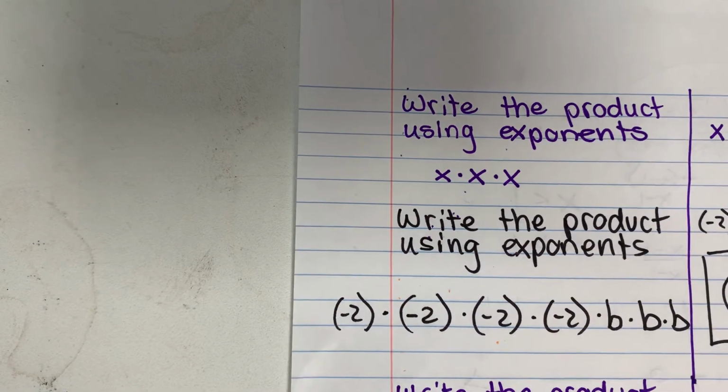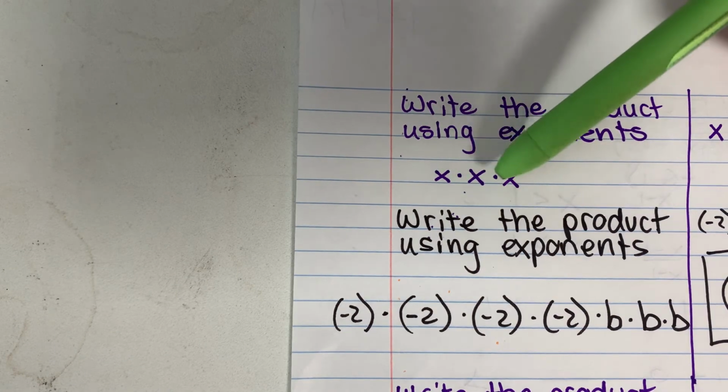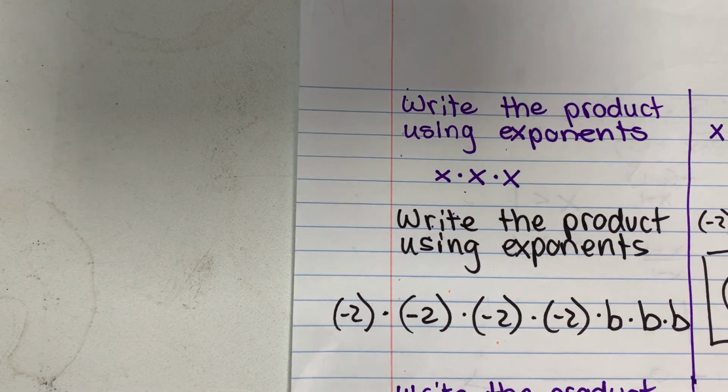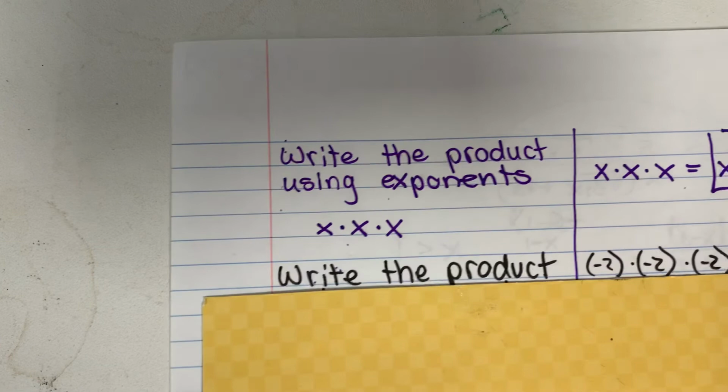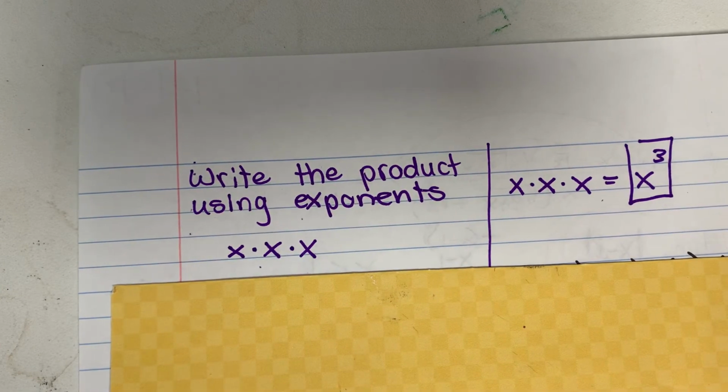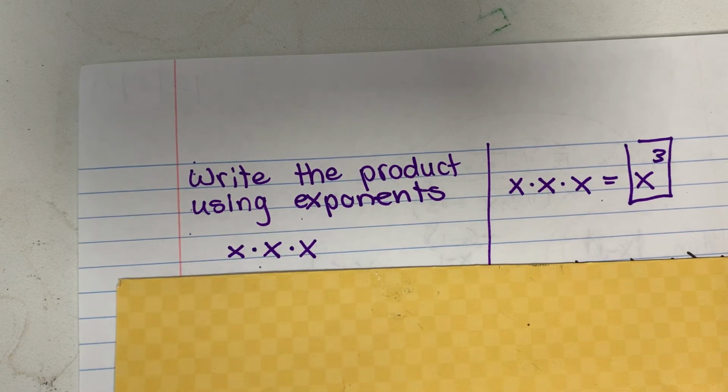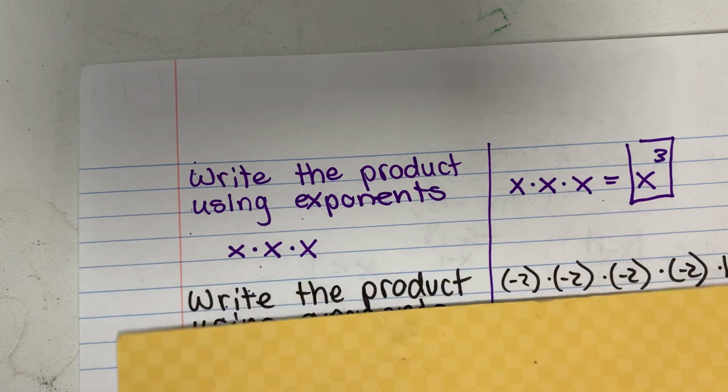Writing the product using exponents. We are basically working backwards. We did the hard stuff already. This part, basically you're just counting. How many x's do you see here? 1, 2, 3. So, surprise, surprise. This is x to the 3rd. Pretty simple. Just take the exponents.